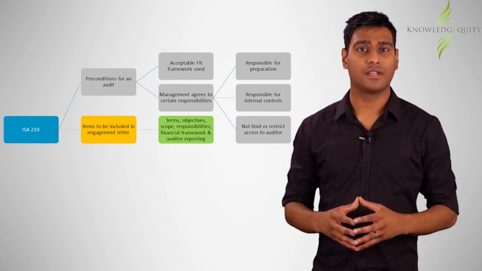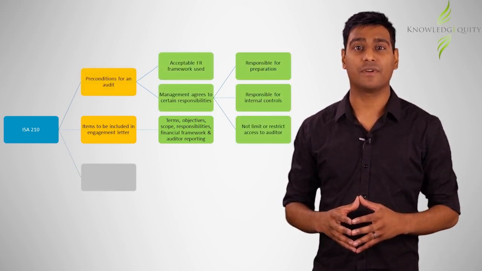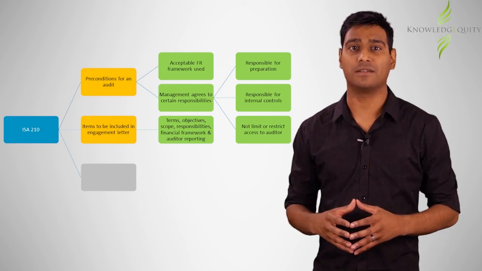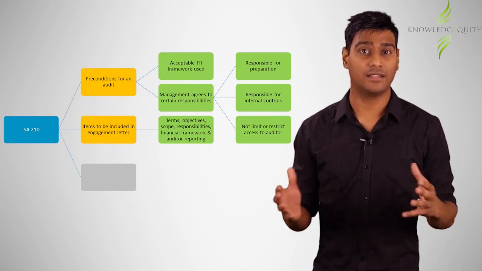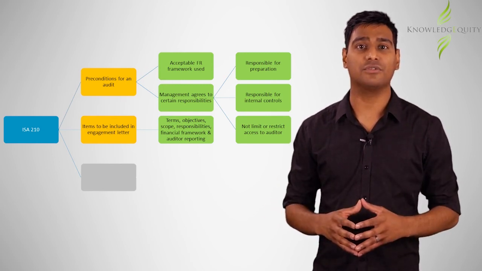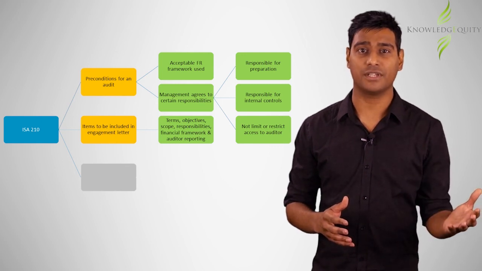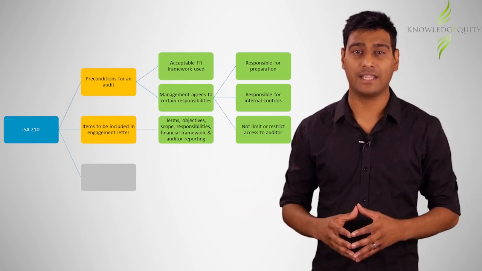To recap, there are three important learning outcomes from ISA 210 relating to the terms of an audit engagement. In this clip, we looked at the first two relating to preconditions of an audit and items to be included in an engagement letter.